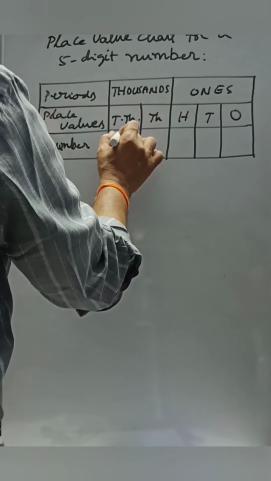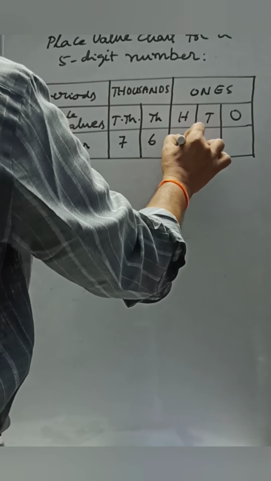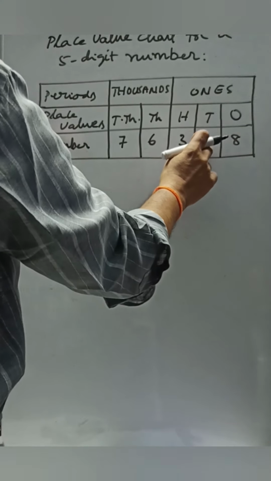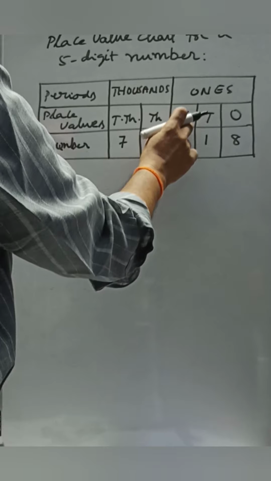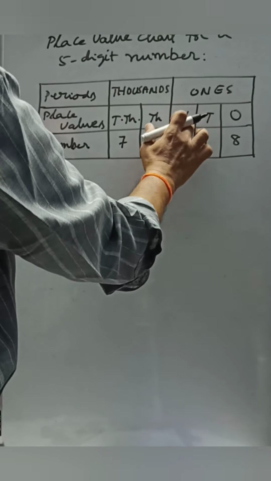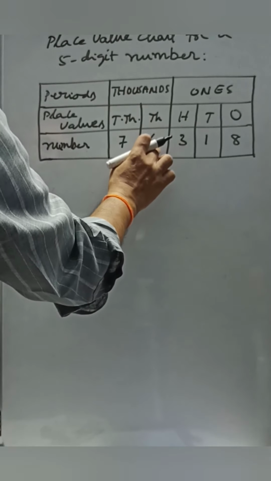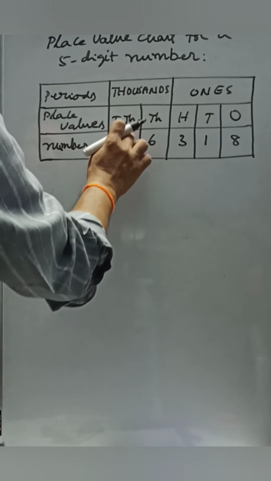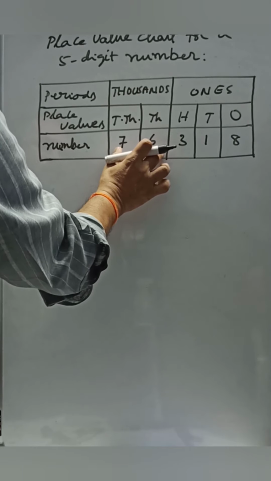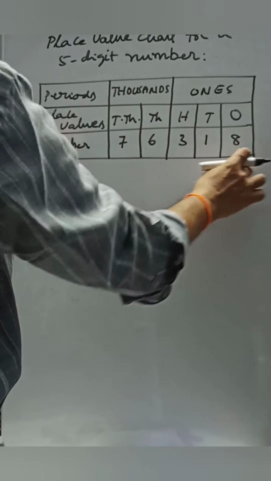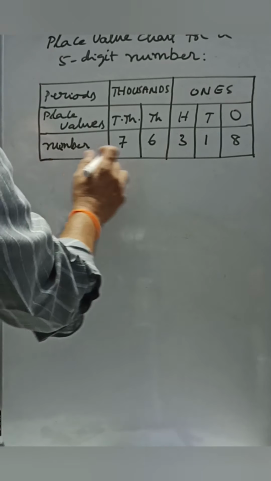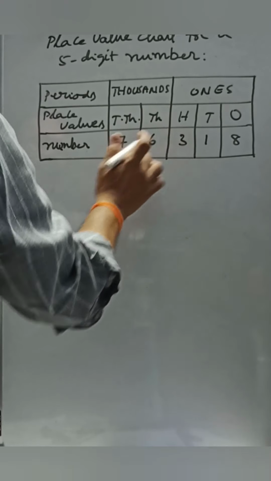So I take the number 7, 6, 3, 1 and 8. We have 8 in the ones place, 1 in the tens place, 3 in the hundreds place. So together ones period is read as 318. 6 is in the 1000 place, 7 is in the 10,000 place. So together thousands period is read as 76,000. So altogether the number is read as 76,318. We separate ones period and thousands period with the help of a comma.